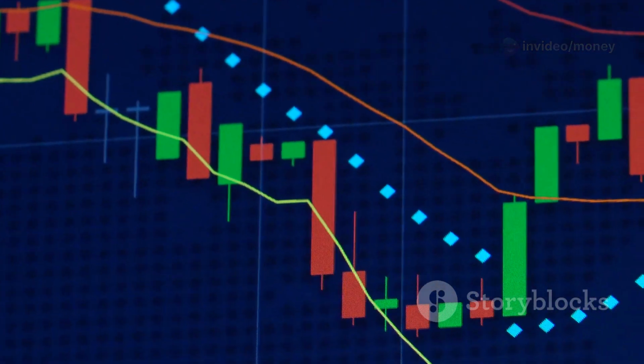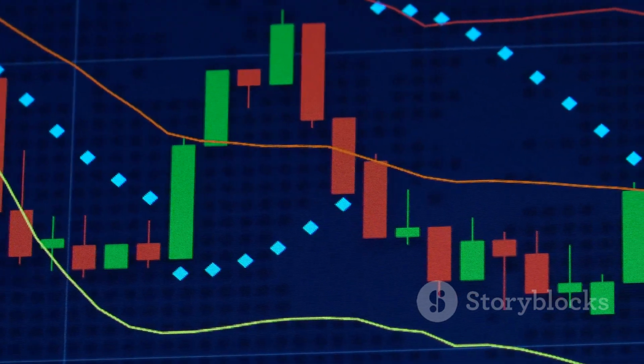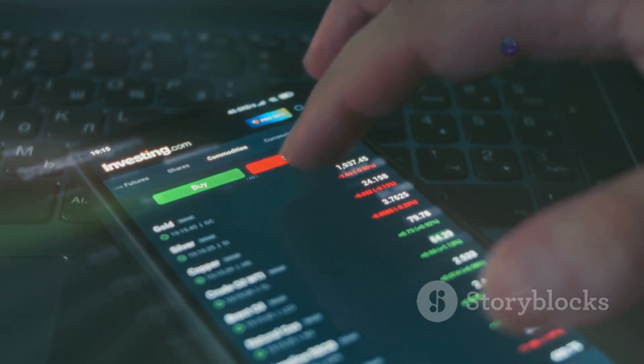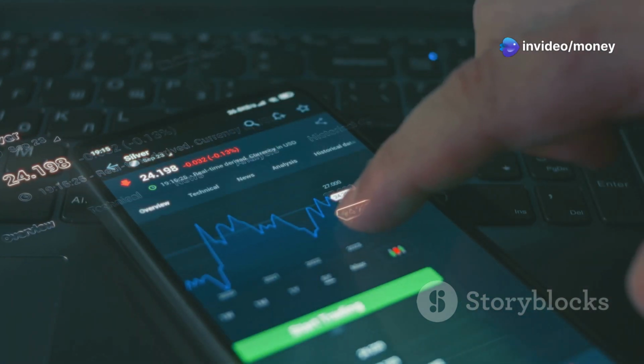Low volume during a pattern formation might suggest a lack of interest or conviction, making the signal less reliable. Always check the volume bars at the bottom of your chart to validate the strength of a candlestick pattern.